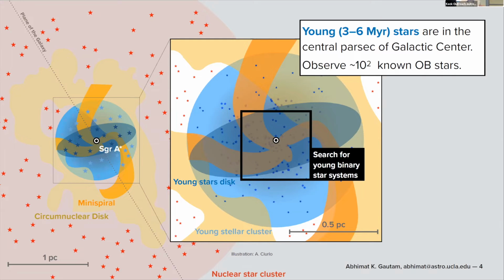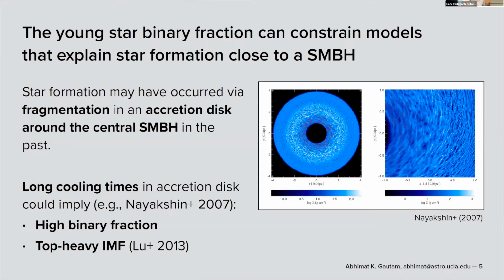So I'm looking for young binary star systems that live in this region of the Galactic Center. Why we want to do this is that we want to understand where these young stars came from. How did they form in this extreme environment? Formation of young stars so close to the black hole is a difficult process to explain because of the strong tidal forces from the black hole.